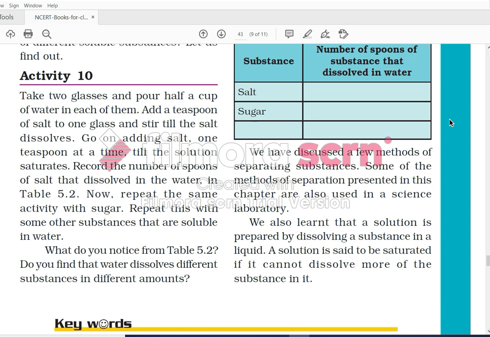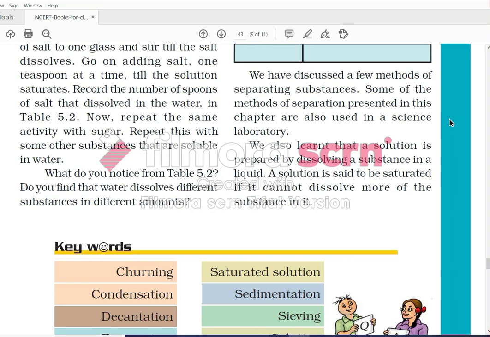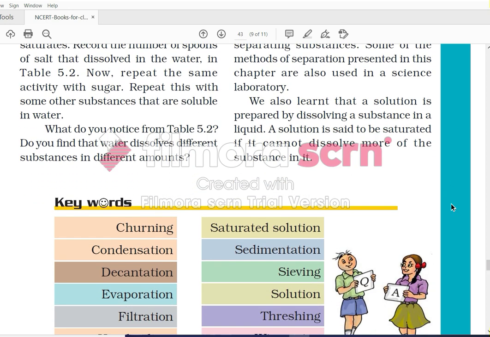We have discussed a few methods of separating substances. Some of the methods of separation presented in this chapter are also used in science laboratories. We also learn that a solution is prepared by dissolving a substance in a liquid. A solution is said to be saturated if it cannot dissolve more of the substance in it. Saturated is a term used when we cannot dissolve more substance.